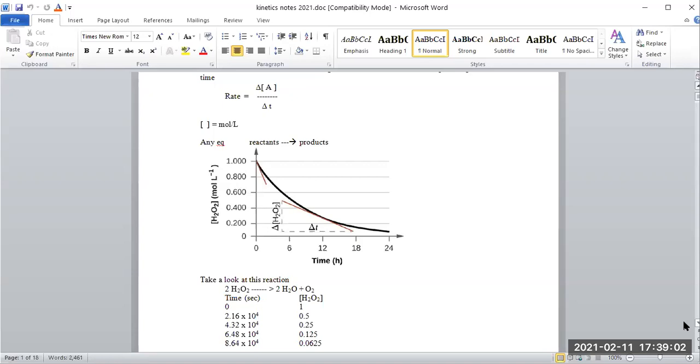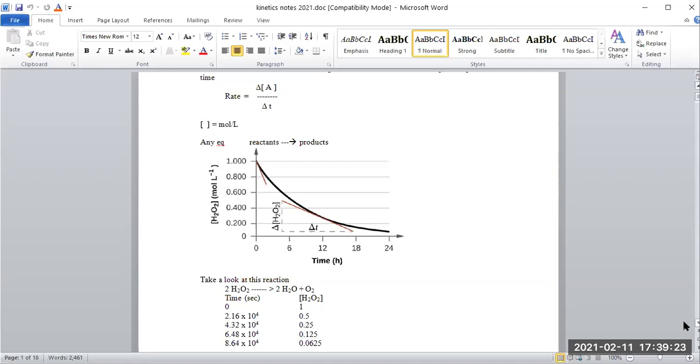You have this long, gentle curve that in this case started out at 1 molar, and over a span of hours, basically over a span of about a day, approaches 0 in terms of its concentration.